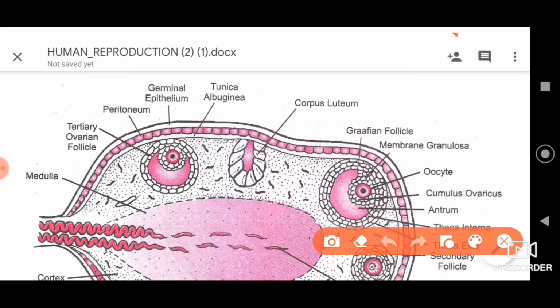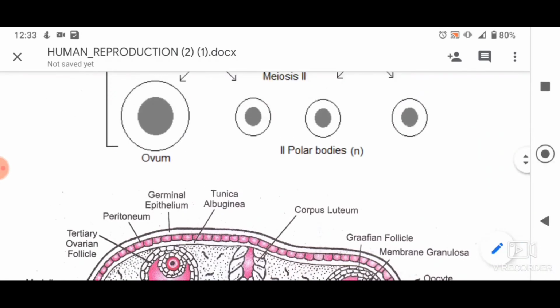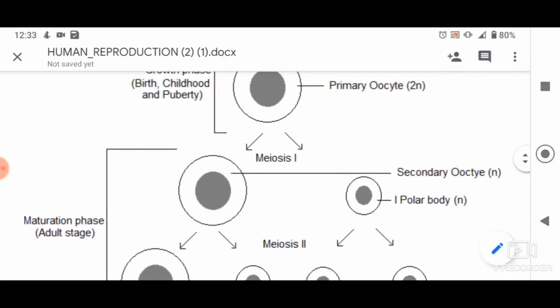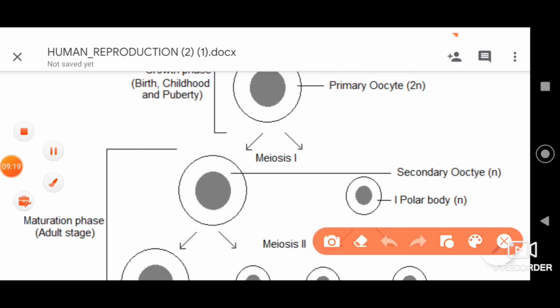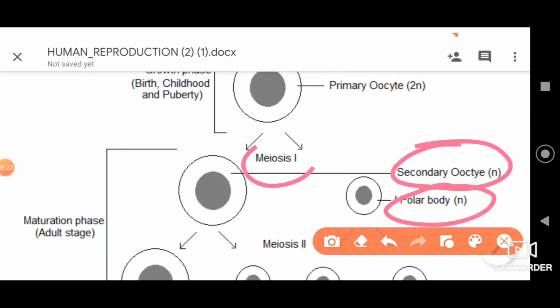This completes its first meiotic division inside the tertiary follicle, which results in the formation of the secondary oocyte. So the primary oocyte will turn into the secondary oocyte. Let me show you here. See, at this stage you can find there is formation of the secondary oocyte and one polar body. That is after the completion of meiosis 1 stage.